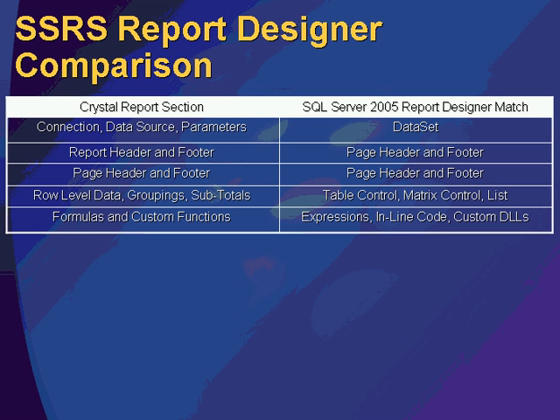Crystal reports, the row level data groupings and subtotals map to the table control, a matrix control if you were using a crosstab report, and then a list. And then there's also formulas and custom functions within Crystal reports which map to expressions, inline code, and custom DLLs. And we'll go through some expressions and inline code in the demo as well.